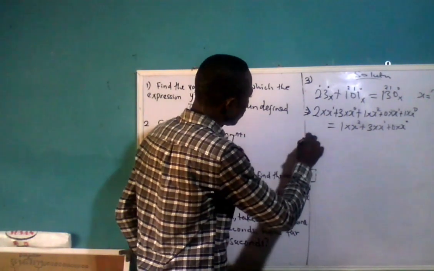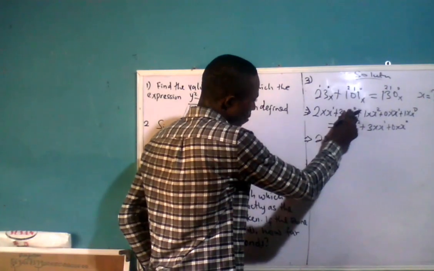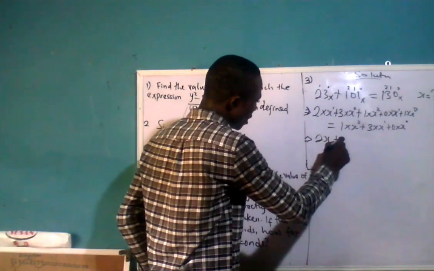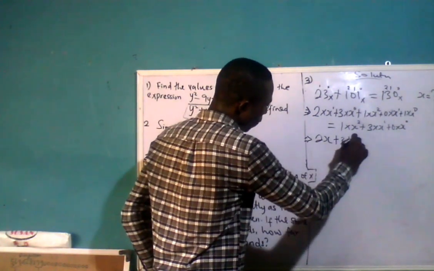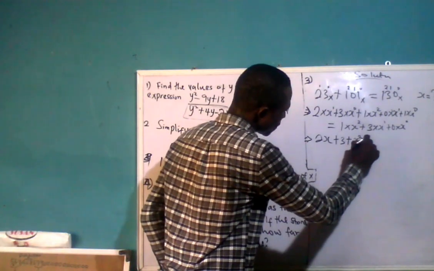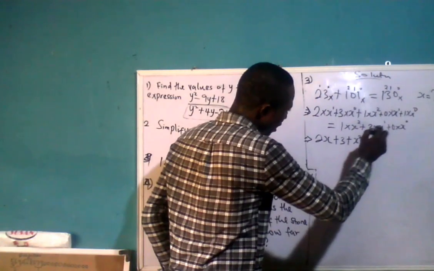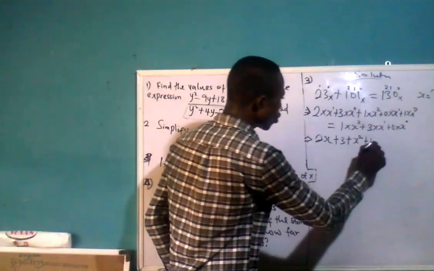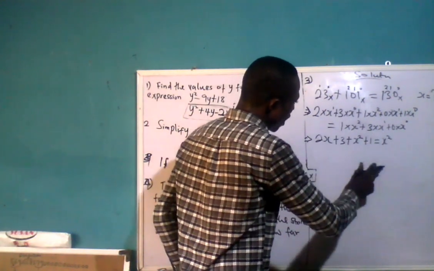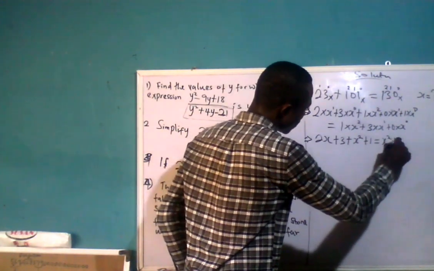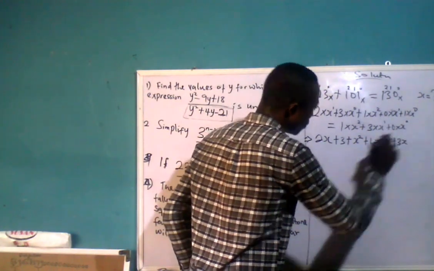Now let's sort it out. 2 times x raised to power 1 will be 2x, plus x raised to power 0 will be 1, because any number raised to power 0 is 1, and 1 times 3 is 3, then plus x squared times 1, that is x squared. Plus 0 times x raised to power 1 is 0, and x raised to power 0 is 1, so 1 times 1 is 1. This is equal to 1 times x squared, that is x squared, and 3 times x raised to power 1, that is 3x, and 0 times x raised to power 0, which is 1, gives 0. So we are done with that.